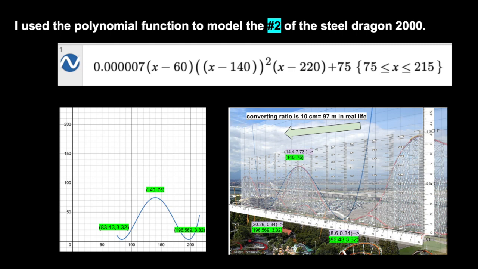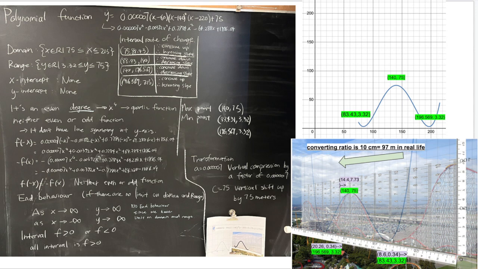Here's the second section of the roller coaster. I'm using a quartic polynomial function to model this. So the function is y equals 0.00007 times x minus 60, times x minus 140 to the power of 2, times x minus 220, plus 75.